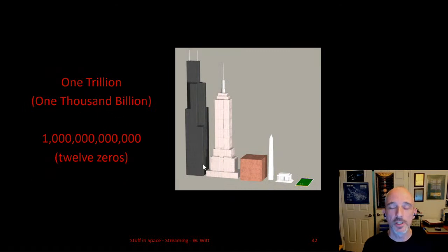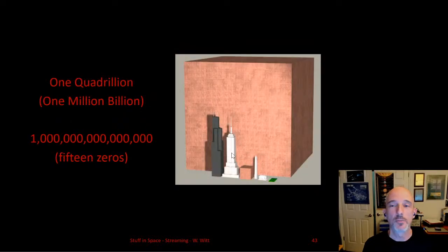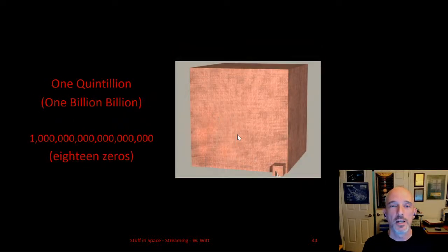Here's 1 trillion pennies, right? This is this big cube next to the Empire State Building. Here's 1 quadrillion pennies, even bigger, and 1 quintillion pennies. You can see that the big buildings are fading down to almost nothingness down here.